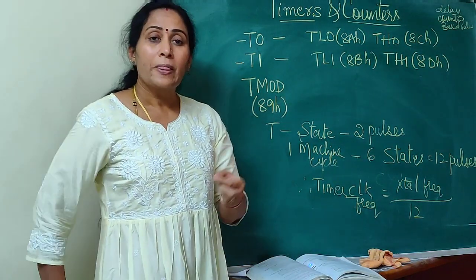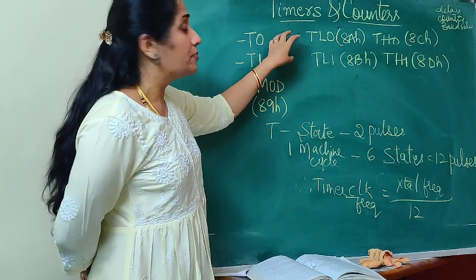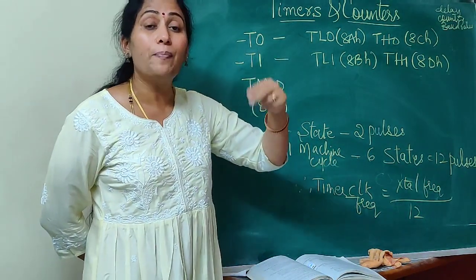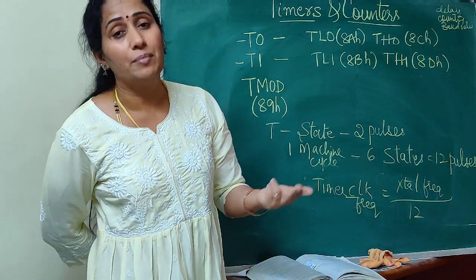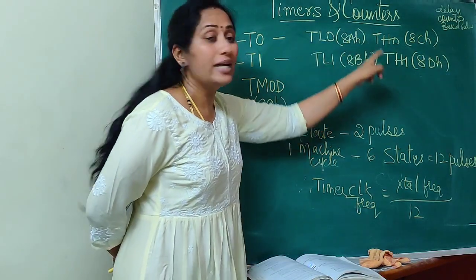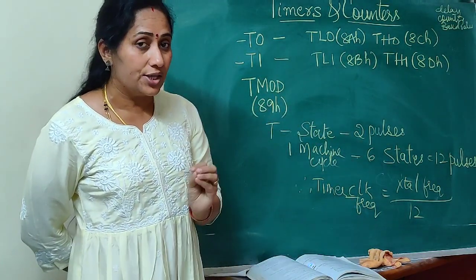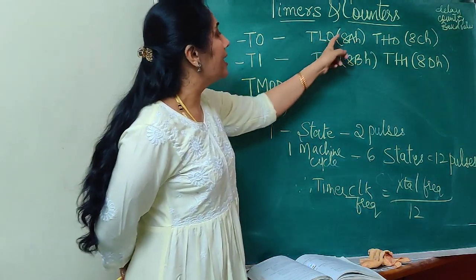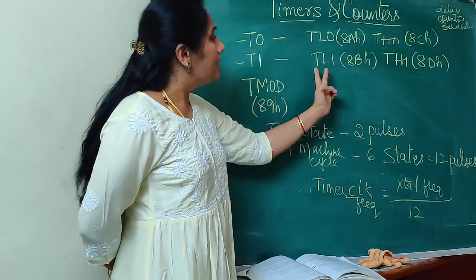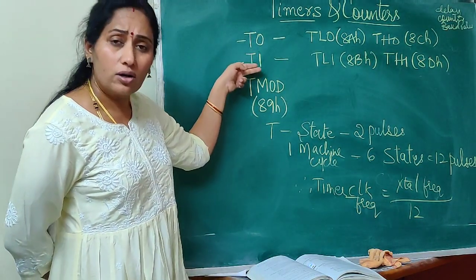Whatever the count I want to load, the content of these particular registers will be up-counted whenever I start the timer operation or the counter operation. The change is going to be in these registers only. So the count which I want to load initially will be loaded in TL0, TH0, TL1, TH1. Either I can go for T0 or T1.